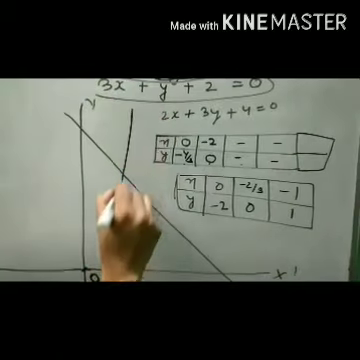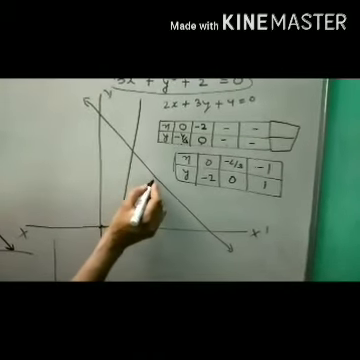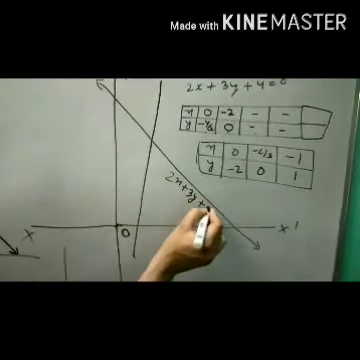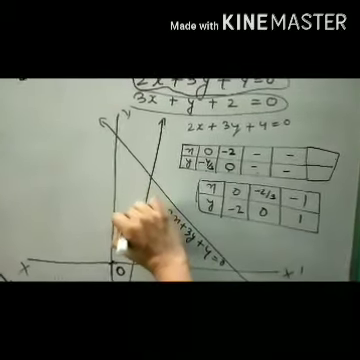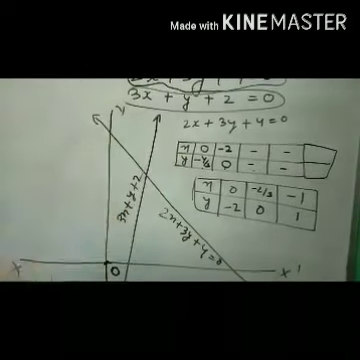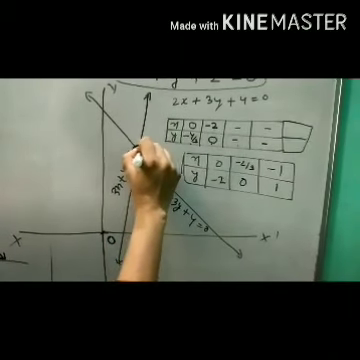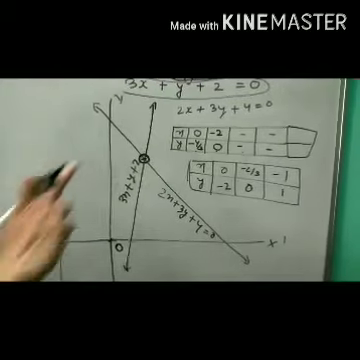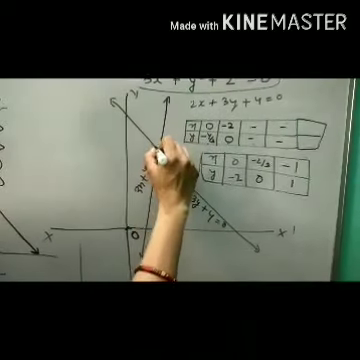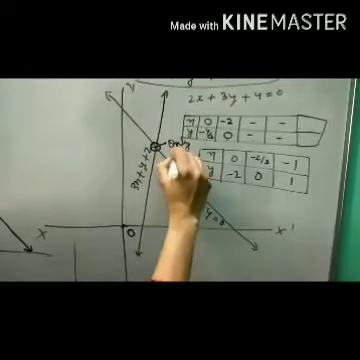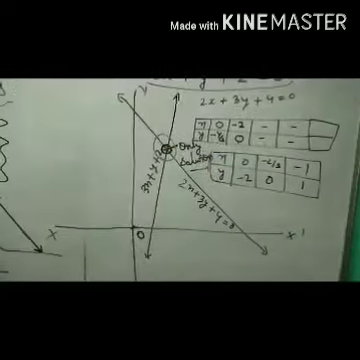For example, this is the first linear equation, that is 2x plus 3y plus 4 is equal to 0, and this is the second linear equation, the representation of 3x plus y plus 2. Now in this graph we can see that they both are intersecting at a particular point. Only one point they are intersecting. So these lines are called intersecting lines, and the solution of both these lines is only one, because they are intersecting at only one point. Then the solution will be only one.